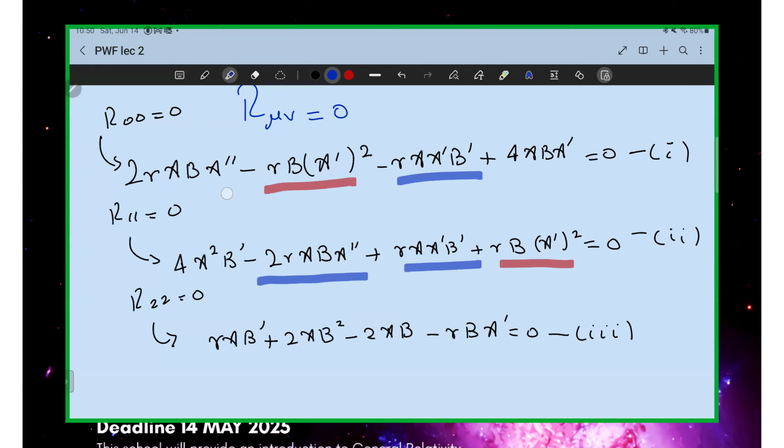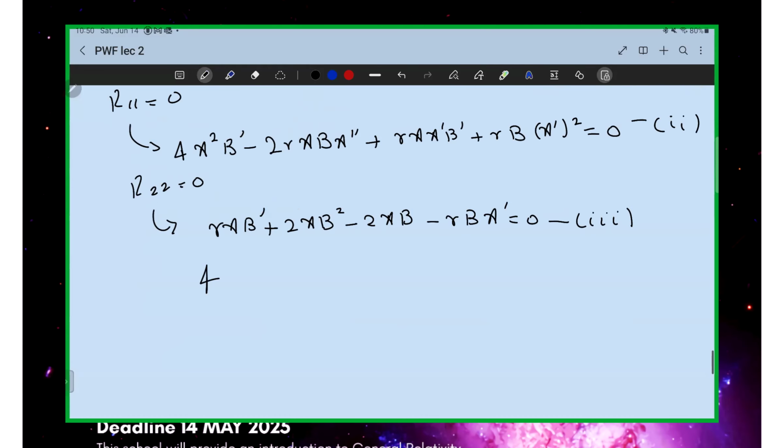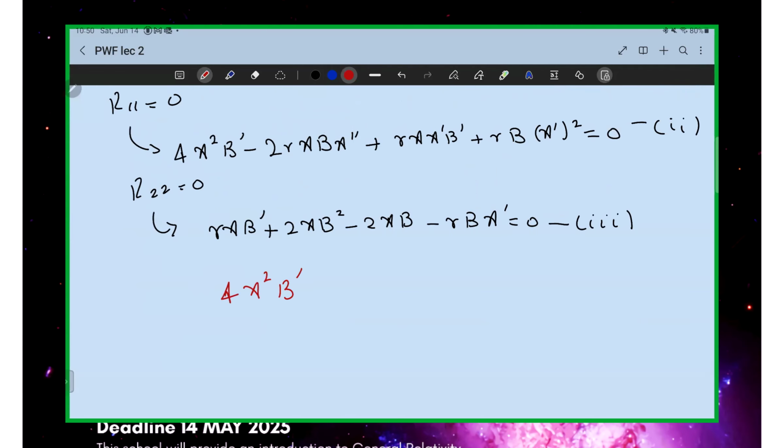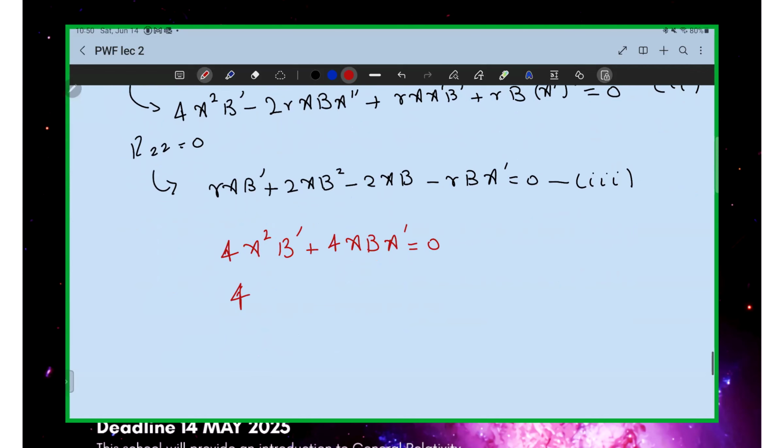So if you add equation 1 and 2, you get the following. 4a squared b prime plus 4ab a prime equal to 0. You can take some things as common, like a and ab prime plus ba prime equal to 0. You can divide both sides by 4a and you get ab prime plus ba prime equal to 0.